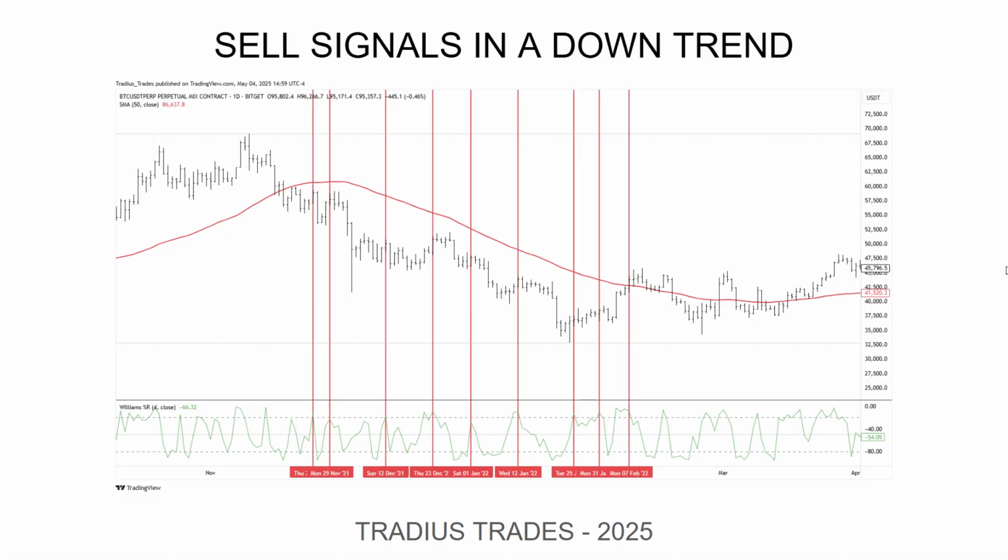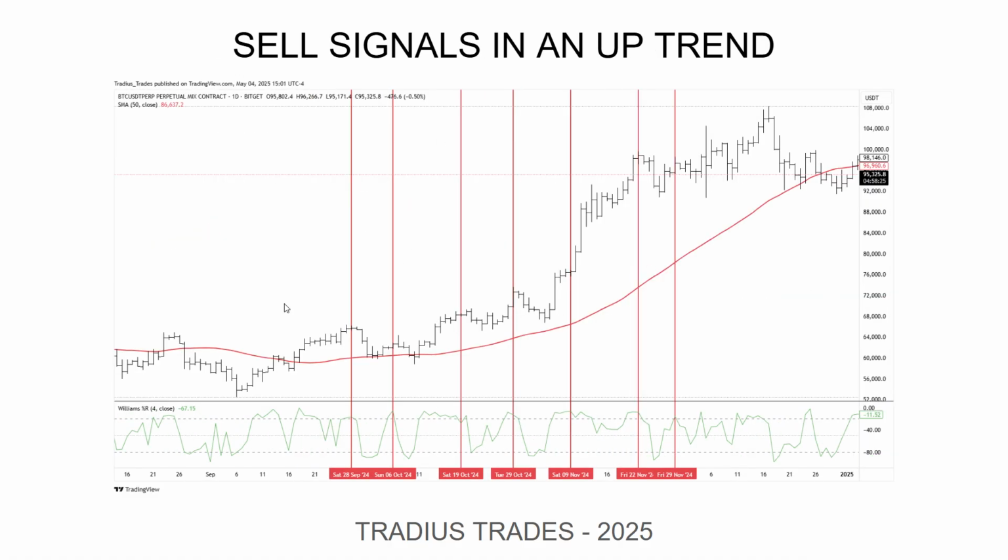So let's keep going. Now we've got sell signals in an uptrend. This is the same price action on Bitcoin where I showed you the buy signals in an uptrend. Now we're looking at sell signals in an uptrend.